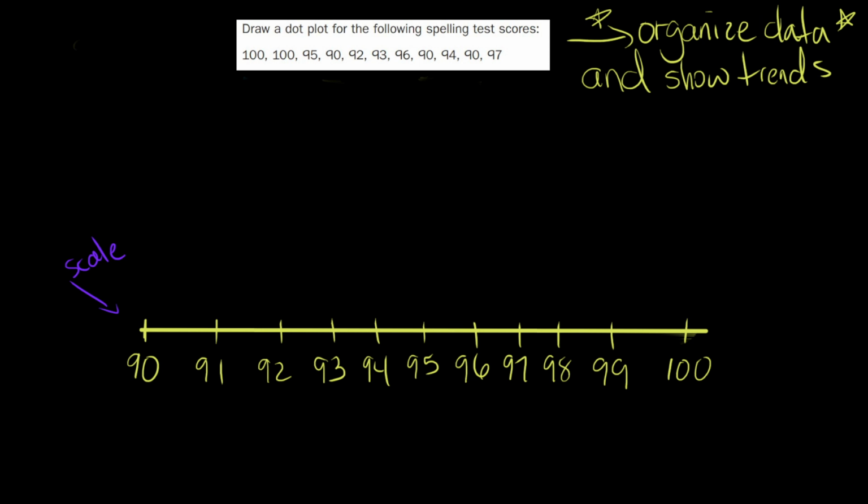Okay, and we also want to label this because we want to know on our dot plot, well, what are we talking about? Because right now we have no idea. This could be people, it could be shoe sizes, it could be inches tall, it could be anything. But we do know because it says in our problem right here. So we're going to label this underneath, and we're going to say spelling test scores. Okay, so our range is 90 to 100. We know that we're talking about spelling test scores.